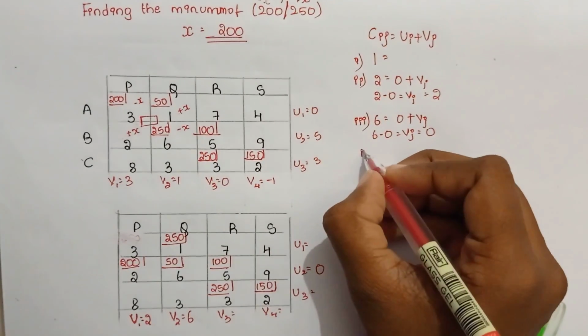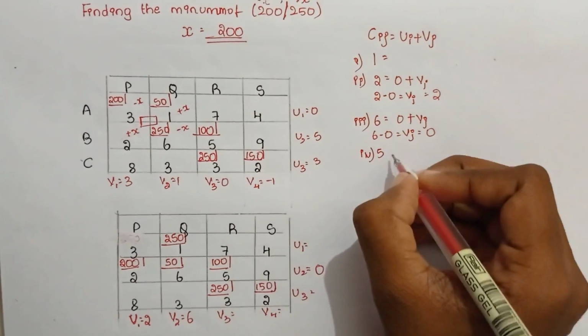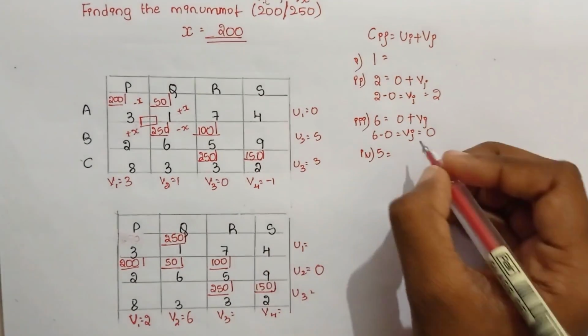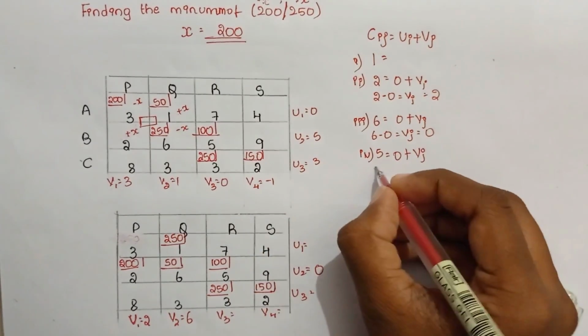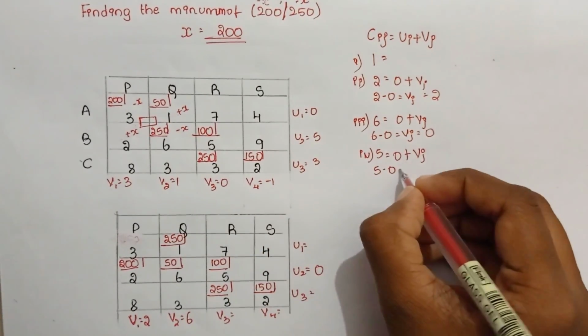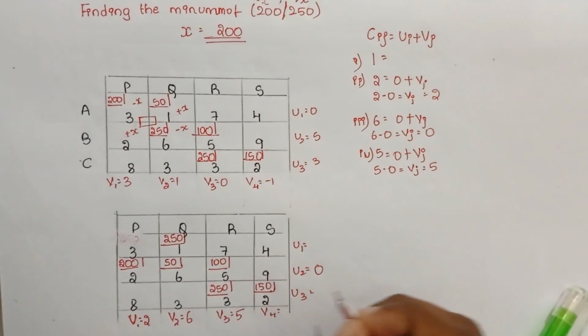So the third occupied cell in the second row is 5. So the Cij value is 5, and the u for 5 is 0, plus the v value for 5 is vj. So if I transfer this 0 that side, it will become minus 0. So 5 minus 0 is 5. So the vj value is 5.